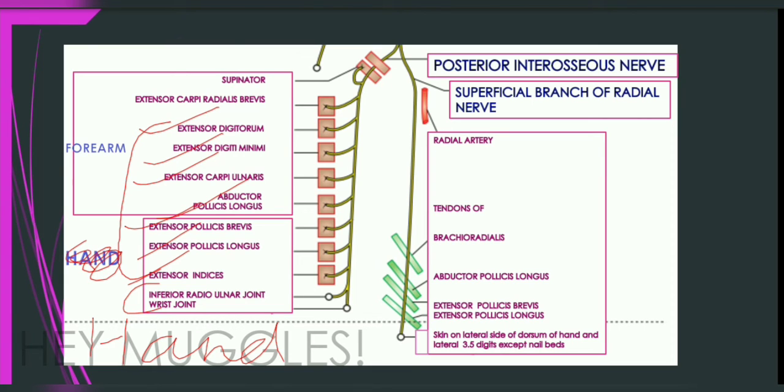So the deep branch of your radial nerve, that is the posterior interosseous nerve, supplies supinator and extensor carpi radialis brevis in the cubital fossa, and extensor digitorum, extensor digiti minimi, and all the extensors of your forearm that are present in the posterior compartment, right? And it then gives articular branches to your inferior radioulnar joint and wrist joint, right? I hope this is clear to all of you.